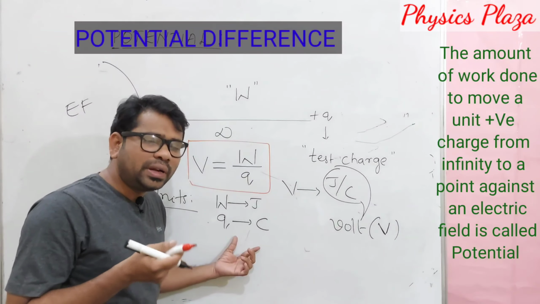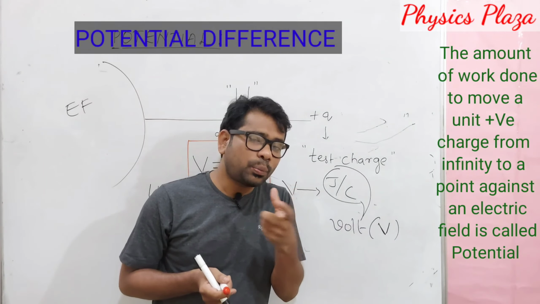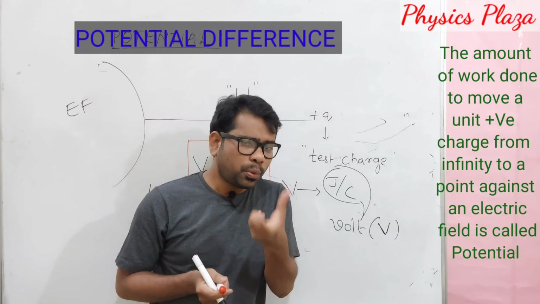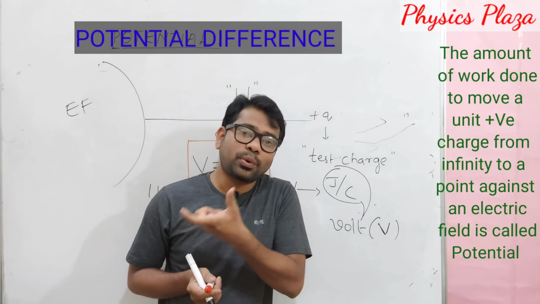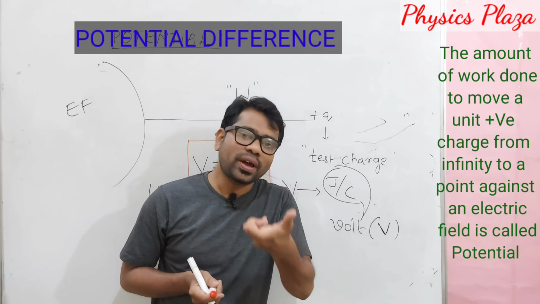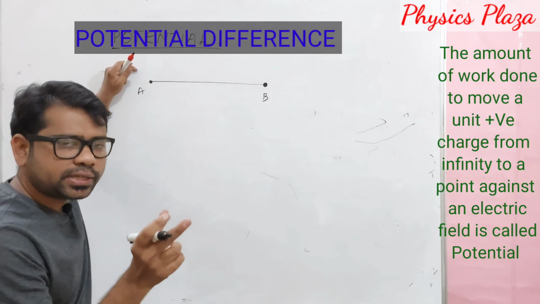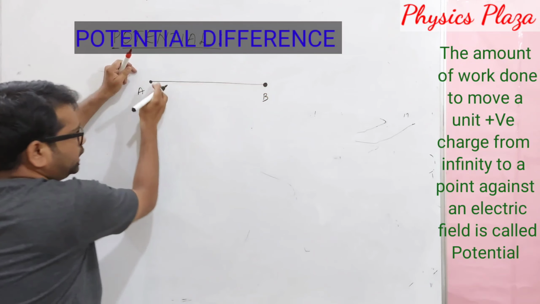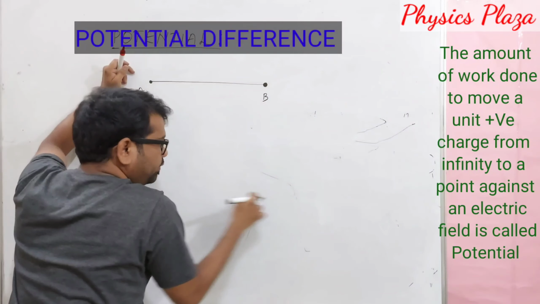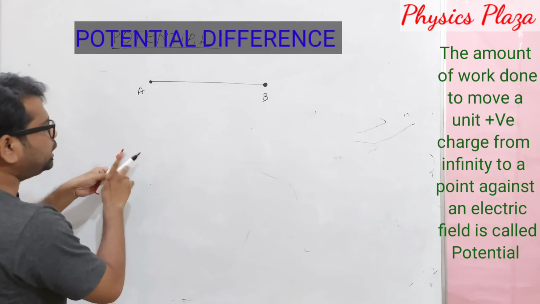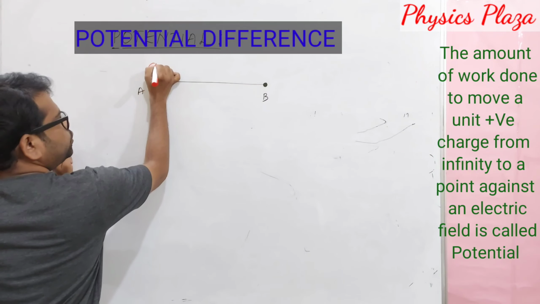Now, dear children, we will discuss what a potential difference is. Very, very important, because there should be some potential difference; then only there is a flow of current. So now we will discuss potential difference. Children, let us assume here is a conductor within a circuit. At a point A, some charge Q is there.